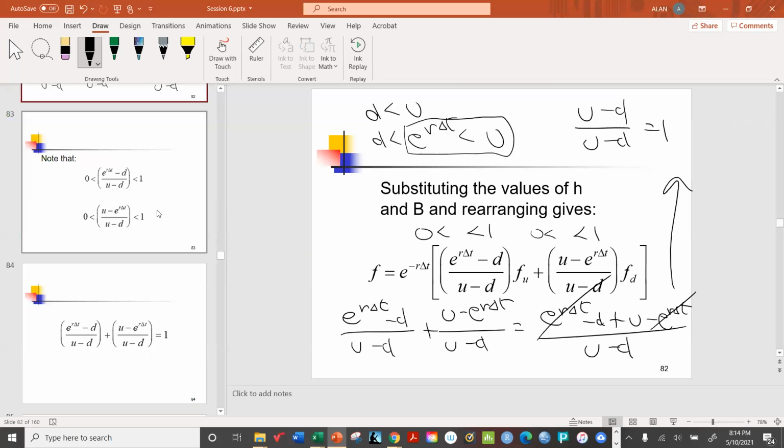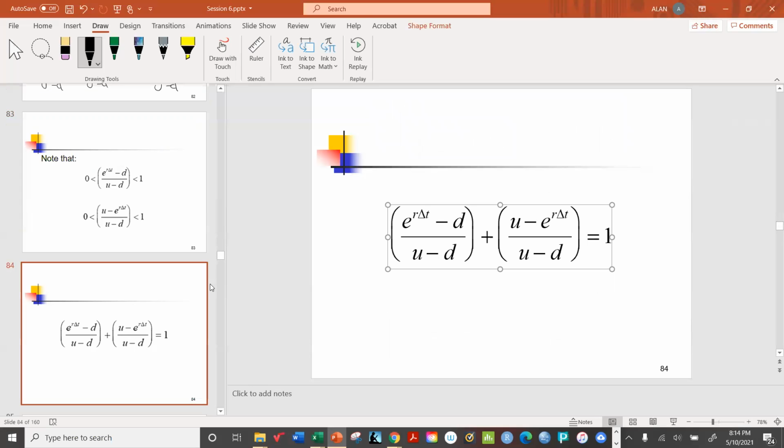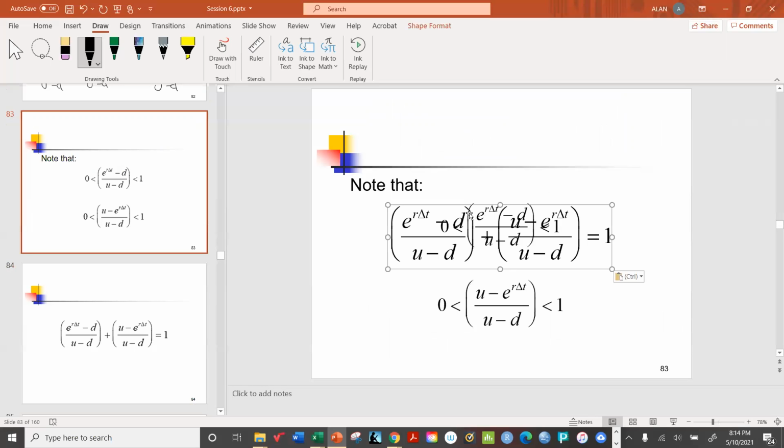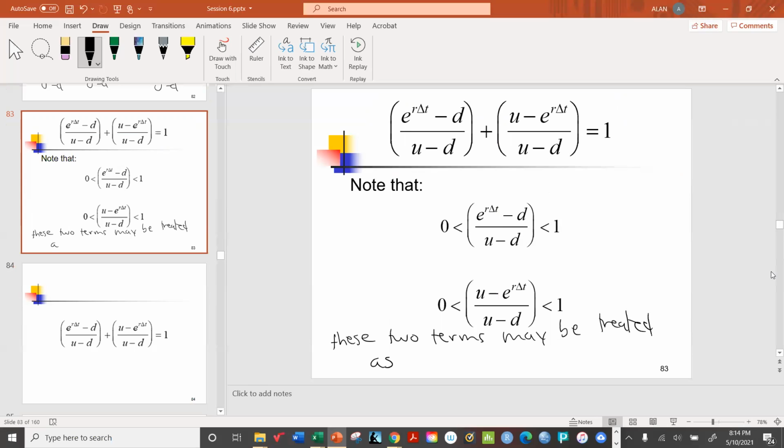Let's jump ahead here to the next slide so you can see it better. In fact, let me move this all together so you can see. Based on the assumptions we made earlier, these two terms may be treated as a special type of probabilities.